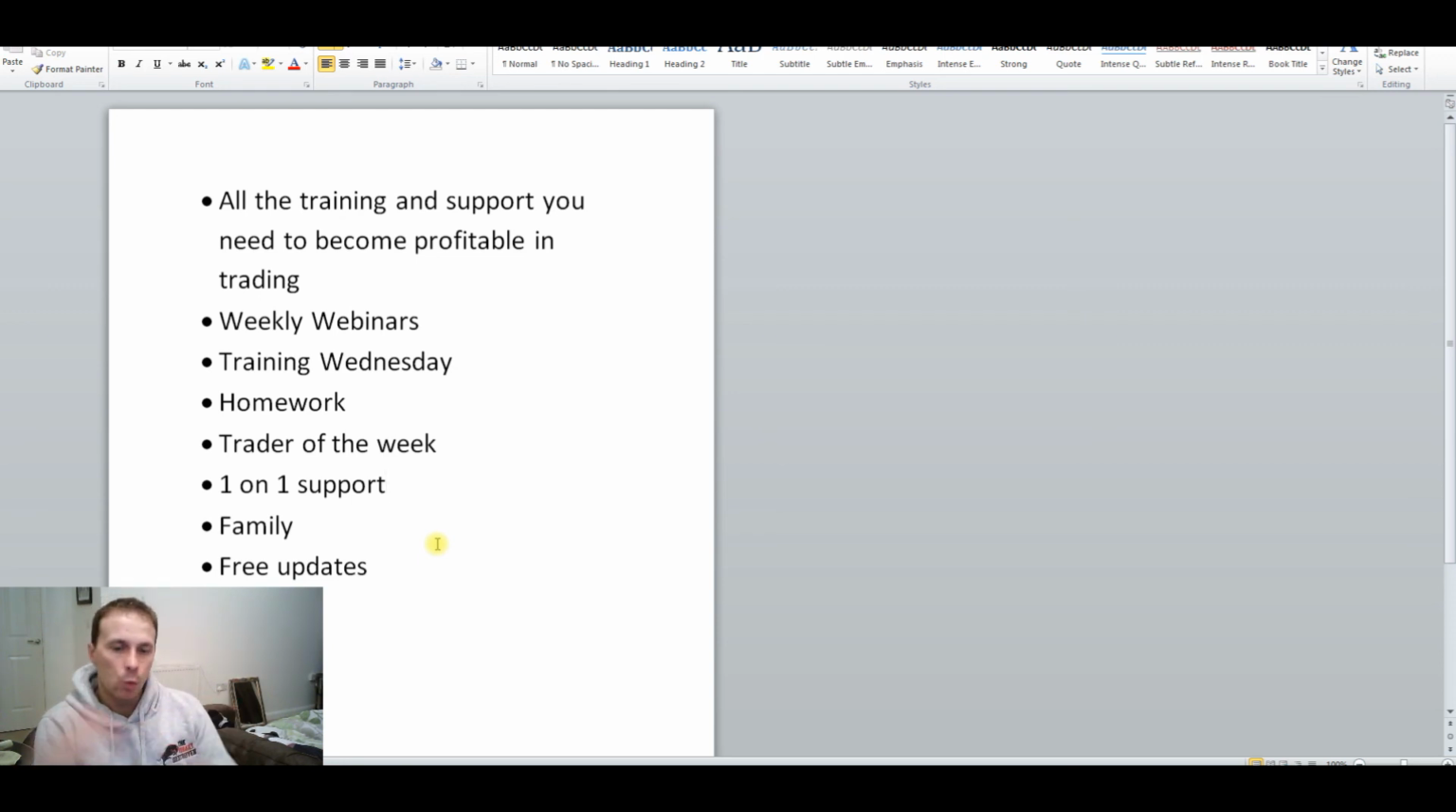To me, it's one big family. We all trade together. When one guy struggles, we get involved and help out. Everything comes with free updates for life, as long as you don't break the terms and conditions, which are pretty simple. Don't scam us, don't lie, don't try to steal stuff, don't try to copy stuff, don't be aggressive. Keep it simple and you'll be absolutely fine.